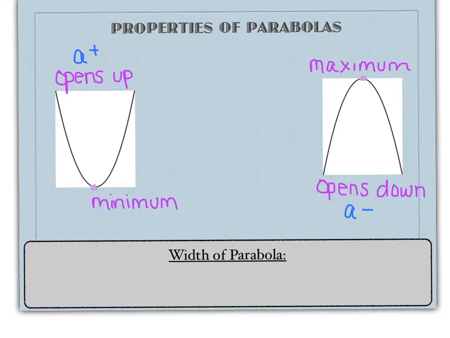The other thing that that a value controls is how wide your parabola is. Okay, so down here under width of parabola, I want you to write this down. If the absolute value of a is bigger than 1, the parabola will be skinny.